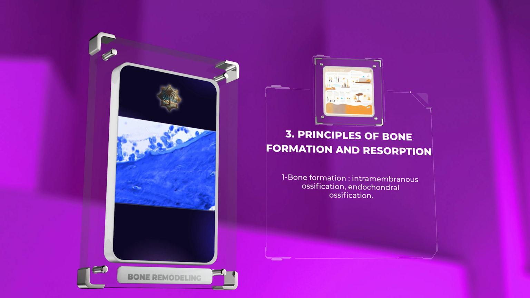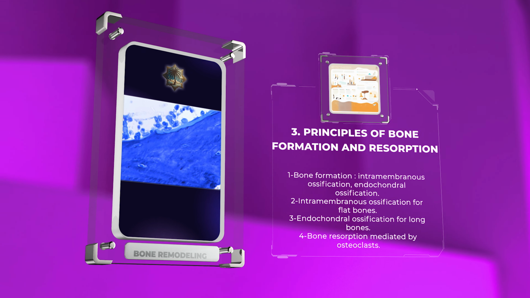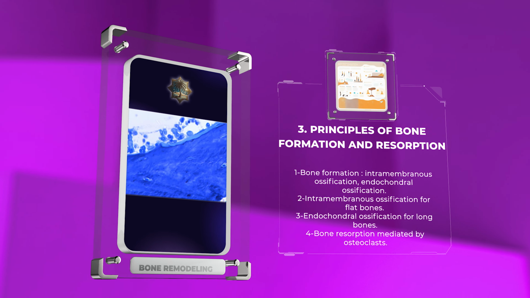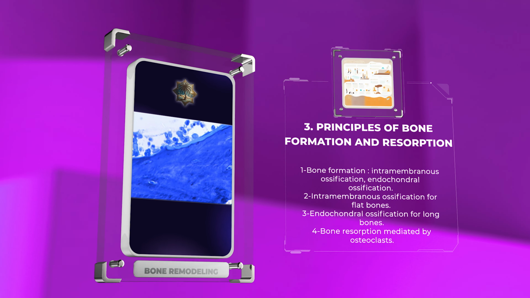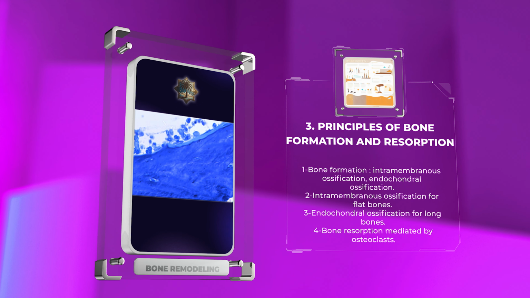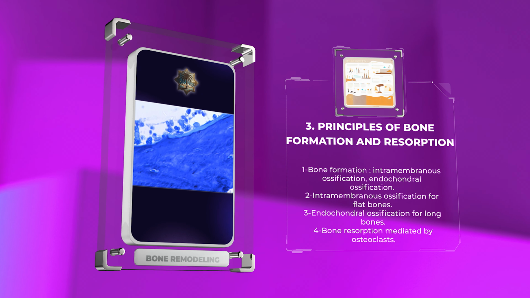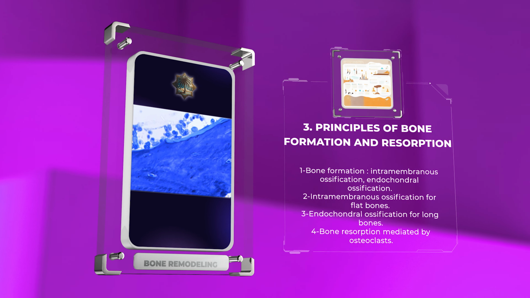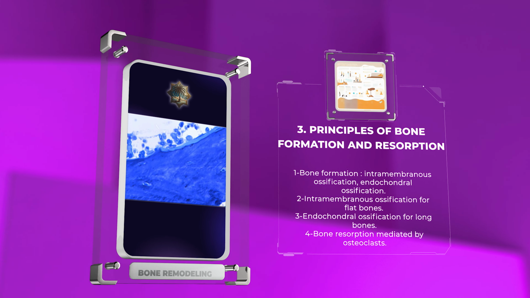Bone formation, also known as osteogenesis, occurs through two major processes: intramembranous ossification and endochondral ossification. Intramembranous ossification involves the direct differentiation of mesenchymal cells into osteoblasts, which then deposit bone matrix. This process forms flat bones, such as those in the skull and clavicles.